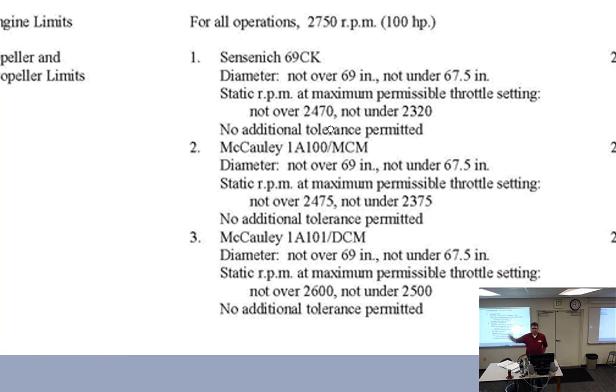So I live up in the foothills, up in the mountains. What is my big concern? It's less air. That is less dense. I need more power to take off. How am I going to get more power? Spinning faster. How am I going to spin it faster? Less pitch. Flatten it out. So I'm going to have what they call a climb prop. So a climb prop is going to get me closer to 2470.